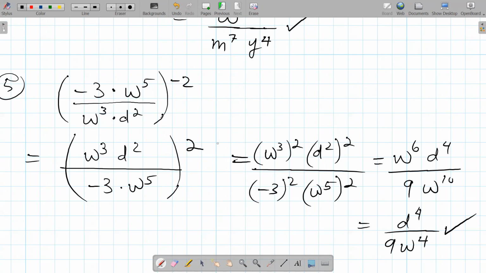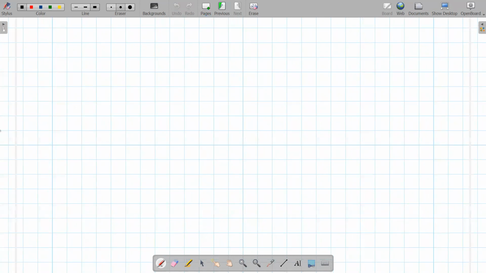So this is not too bad. Just look at it carefully. Go to the next page. Let me do the last question. What this number is 6. So simplify again.